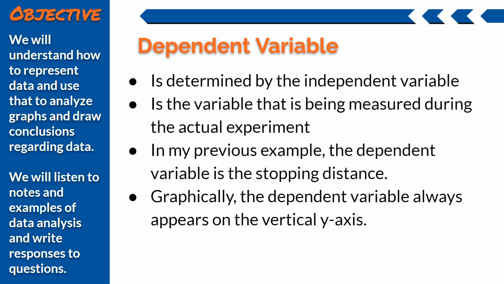So in my example, whenever we were driving at different speeds, we would be measuring that stopping distance. We're trying to see, does the speed affect it? So we have to measure it in order to determine that. In that example, the dependent variable is stopping distance, and if we were to graph our data in order to look at the trend or the relationship that exists, if there is one, then the dependent variable would always be on your y-axis.